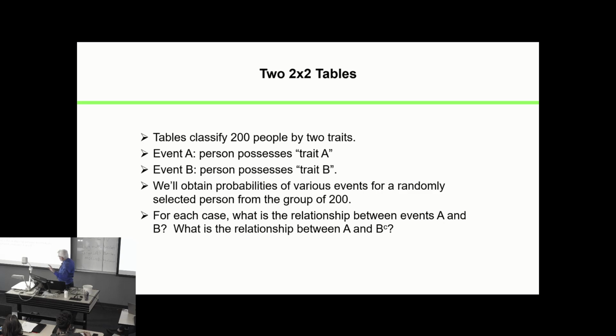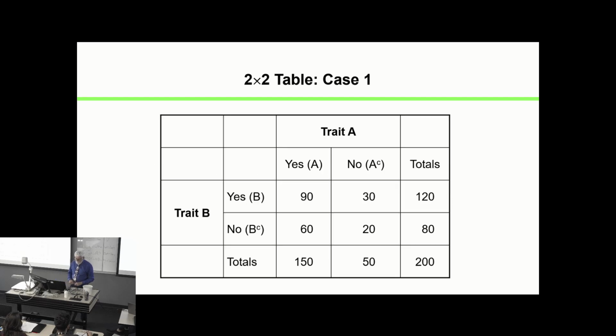But you can make whatever two traits you want. You can think about different traits on these tables. So we're going to obtain probabilities of various events for a randomly selected person from the group of 200. And for each case, what's the relationship between events A and B? What's the relationship between A and B complement? So our very first one is this table here. 200 individuals, of which 150 of them exhibit trait A, 50 of them exhibit not A. And for trait B, there's 120 of them exhibit trait B, 80 of them do not exhibit trait B.